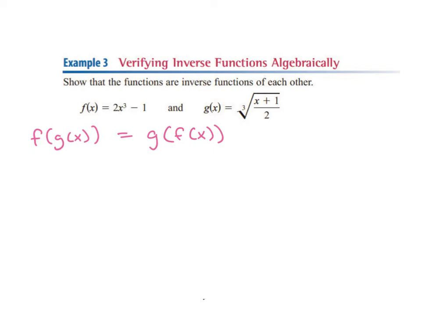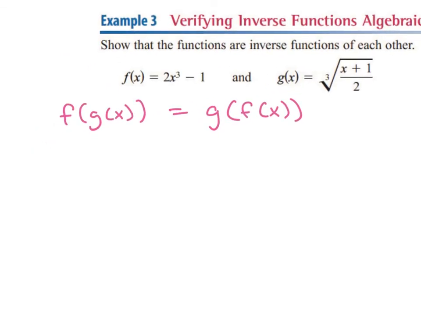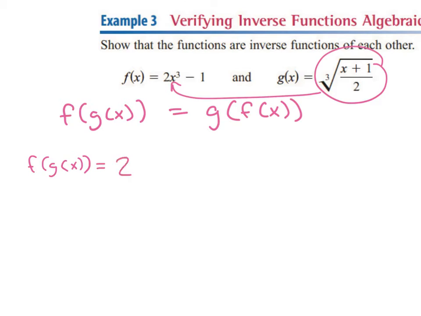So for example 3, show that the functions are inverse functions of each other. So first thing we need to do is find f of g of x. So we take our g of x and plug it into the x in our f of x. So our f of g of x would be 2 times the cubed root of x plus 1 over 2, cubed, minus 1. So we just took our g of x and plugged it into our f of x function.